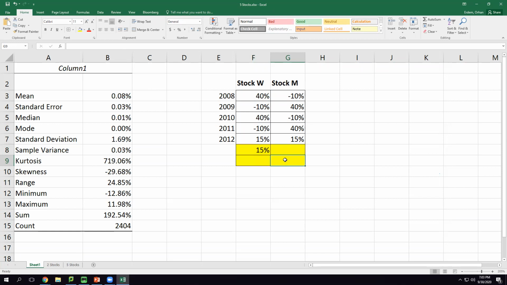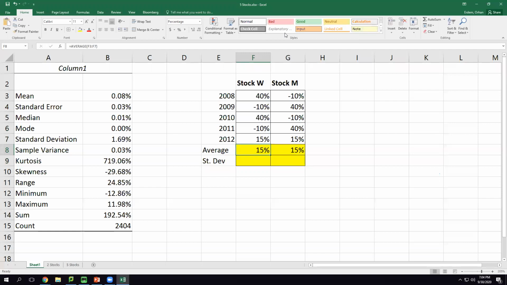Assume there are two stocks, stock B and stock M. The average of stock B is 15%. And when you do the same thing by drag and drop, you calculate stock M's average, which is also 15%. Did you do that? Yep, I've got what you got. 15, right? Did you get two 15s?